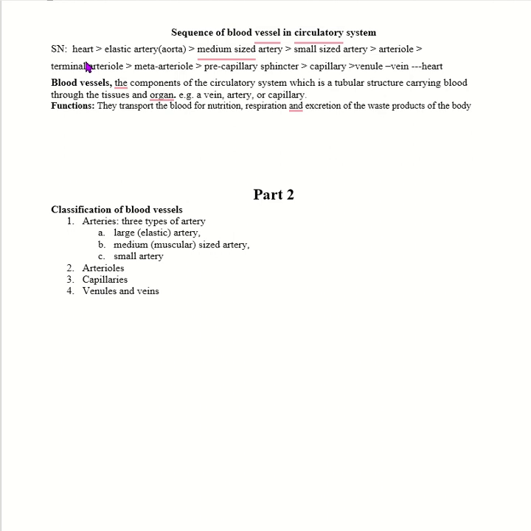Now the sequence of blood vessels in the circulatory system: heart, elastic artery or large artery, medium size artery, small size artery, arteriole, terminal arteriole, meta-arteriole, pre-capillary sphincter, capillary, venule, vein, heart.